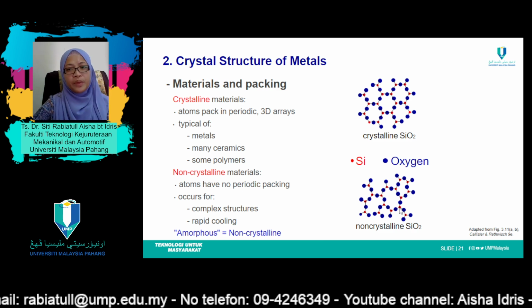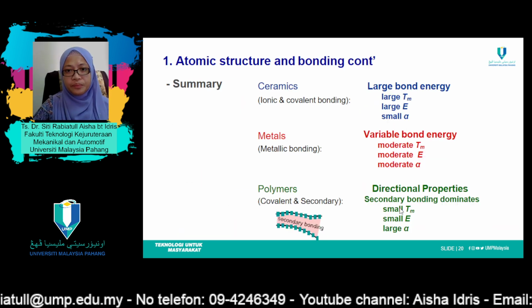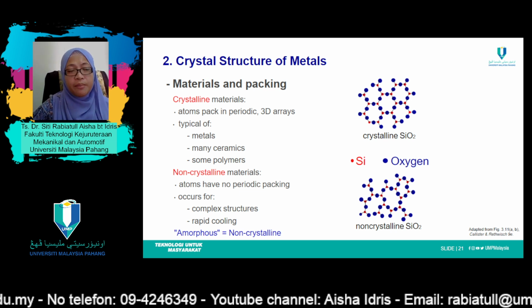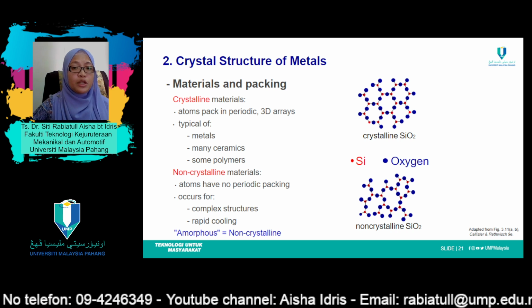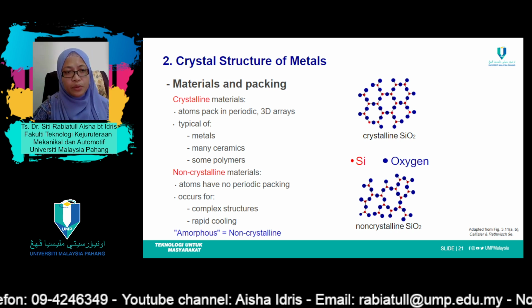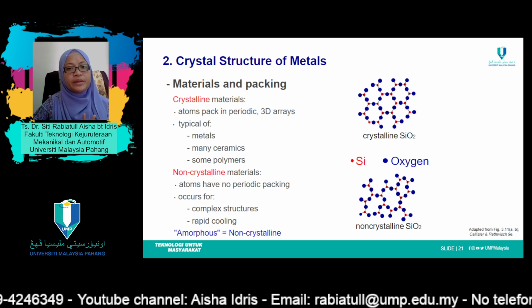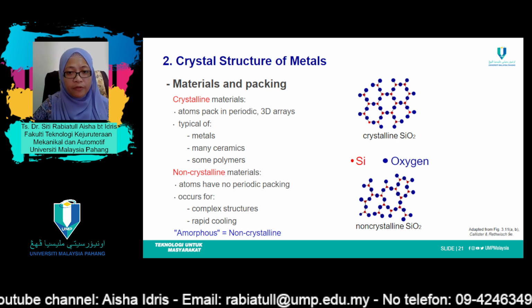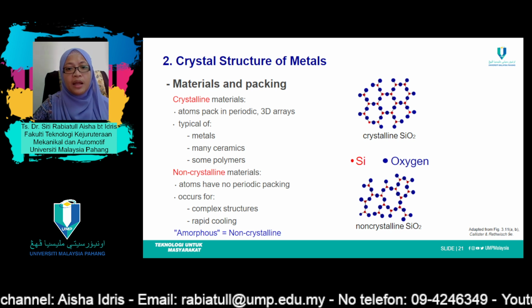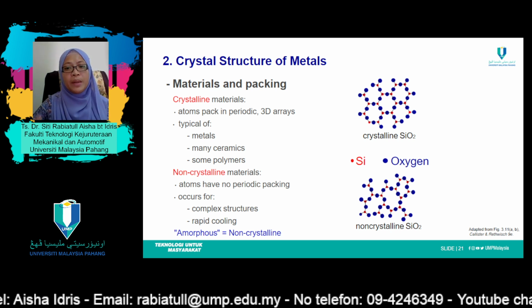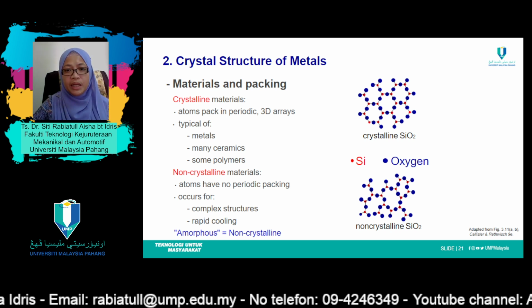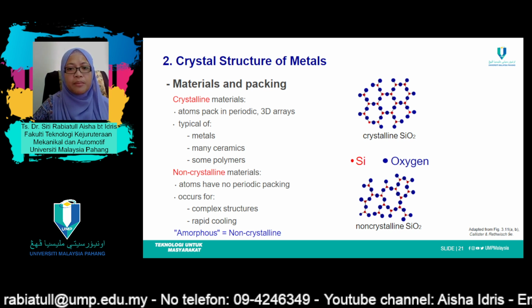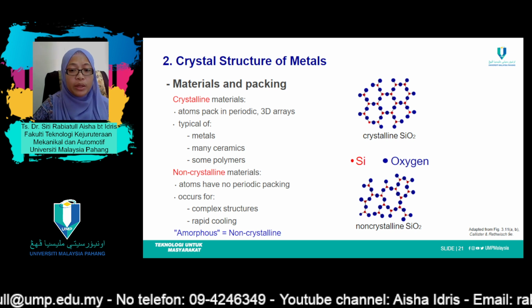Now let's move on to crystal structure in metals. In metals, we can say that there are two types of crystal structures that can be found, which are crystalline and non-crystalline. For crystalline, normally the atoms are arranged in 3D. Examples of materials are metals, ceramics, and some polymers.